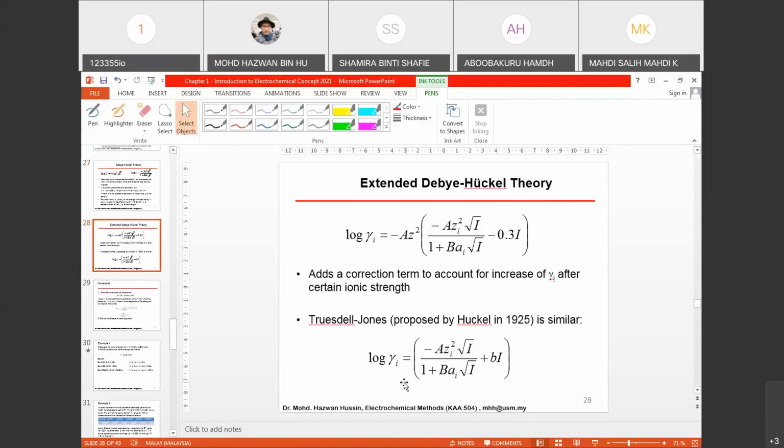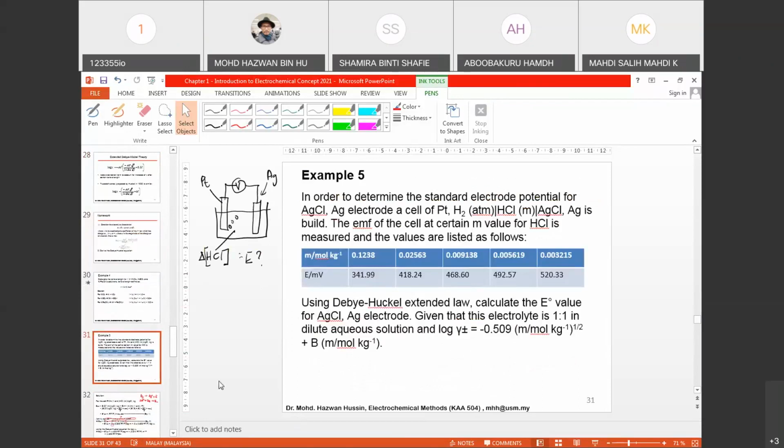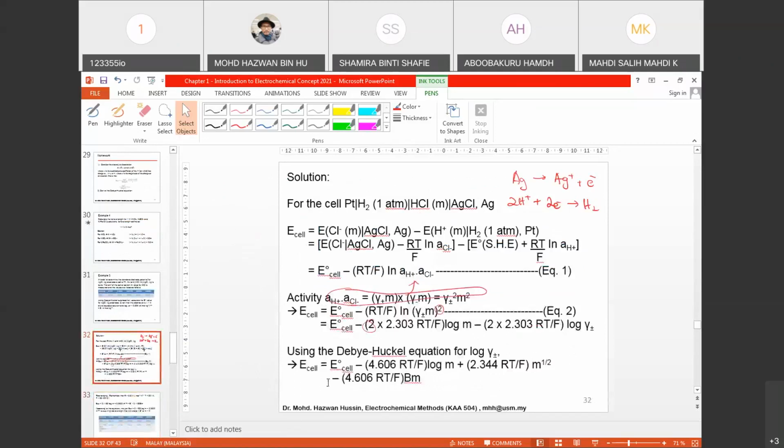Okay, so the standard Debye Huckel value is basically from here. Then when you substitute and make it into a simpler version, you get log gamma plus minus is equal to this one, minus 0.509. So this is where it comes from. You can try to put this in a value. And then after that you can split it, because maybe I can do it together with you.